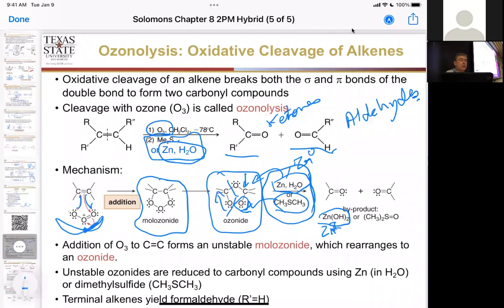Okay, so questions on that? So what we're doing here is we're just breaking that bond, and so this turns into a carbonyl, and this turns into a carbonyl. So if one of the sides has a hydrogen on it, that will give you the aldehyde. If you have 2 carbons on it, that's going to give you a ketone. So you can look at it specifically that way.